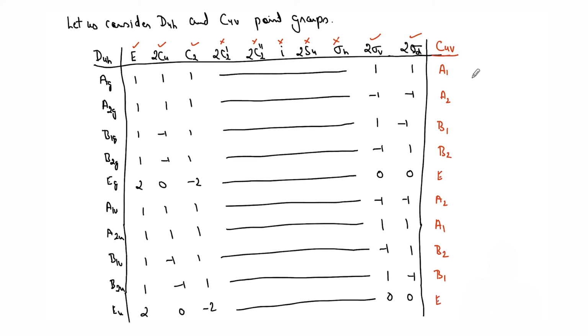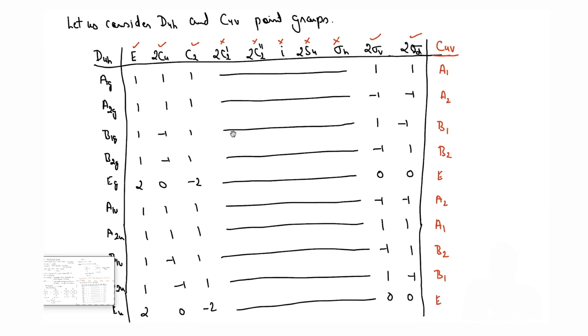So now you notice that C4V has 5 classes, so it will have only 5 IR representations, which are A1, A2, B1, B2, and E. Whereas D4H has 10 classes, so it will have 10 IR representations. So that means each IR representation of C4V must be correlated to 2 IR representations of D4H. So how does it correlate now? We can easily see that whatever is A1g in D4H is actually nomenclatured as A1 in C4V.